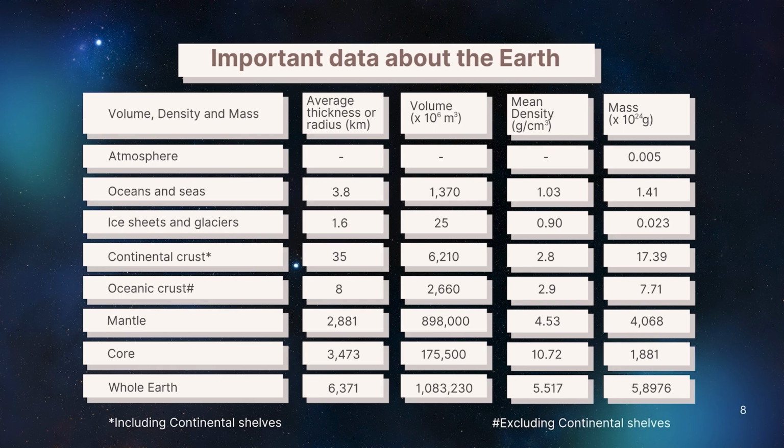Now the core is a heavy metallic core, with a density of about 10.72 gram per centimeter cube. The entire earth is about 6,371 kilometers in diameter. Out of this diameter you have several layers. We will study each layer one by one in the following discussion.